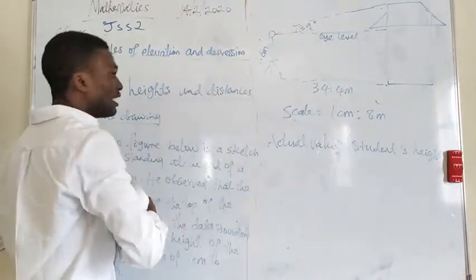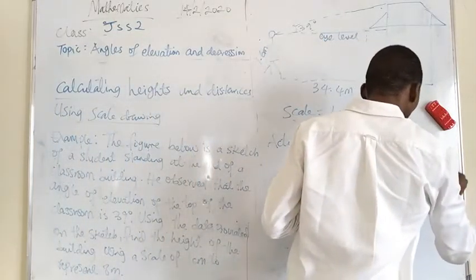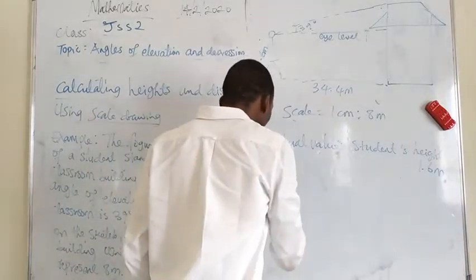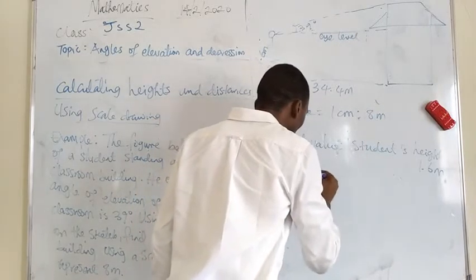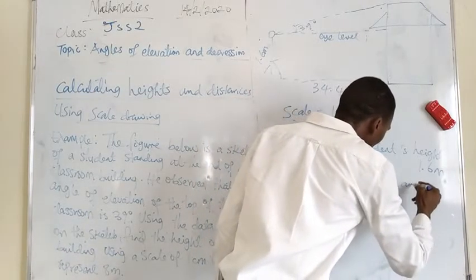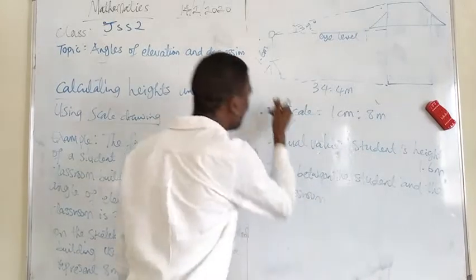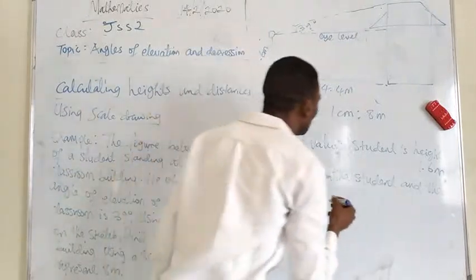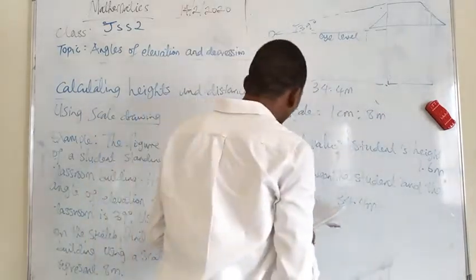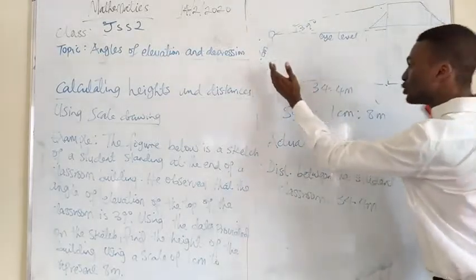From the question, we are told that the student's height is 1.6 meters. So we write student's height is 1.6 meters. The distance between the student and the classroom. We have the student and the classroom. The distance here is 34.4 meters. Now, all this we say is the actual value, that's the real size of this student and the distance between the student and the classroom.